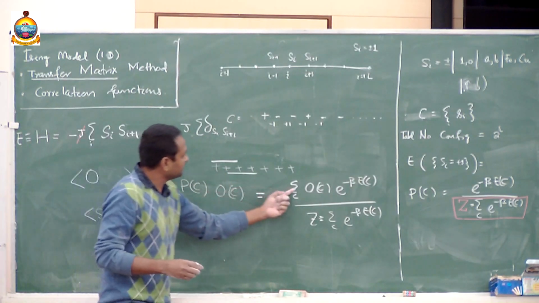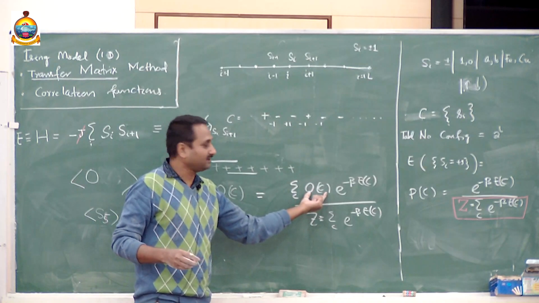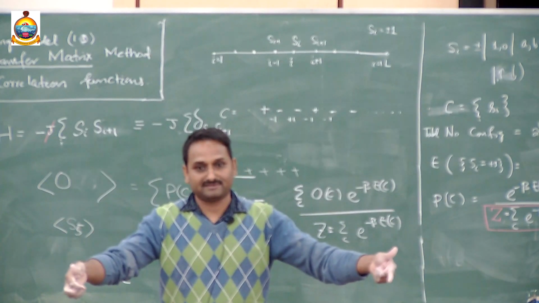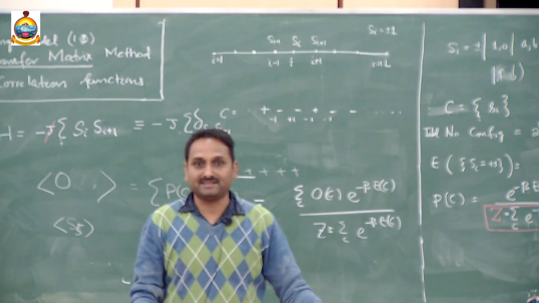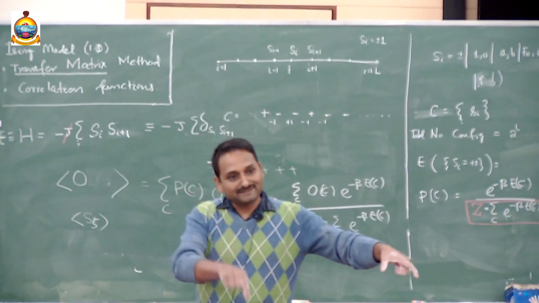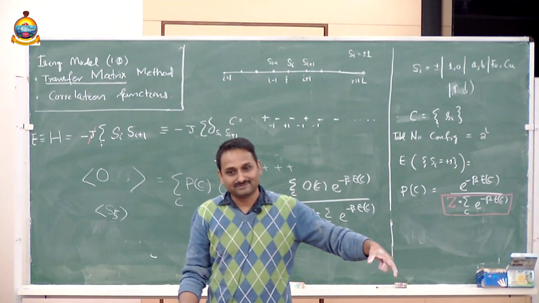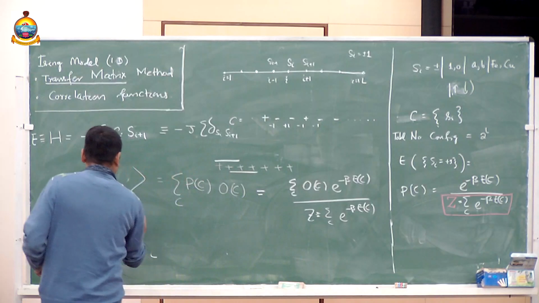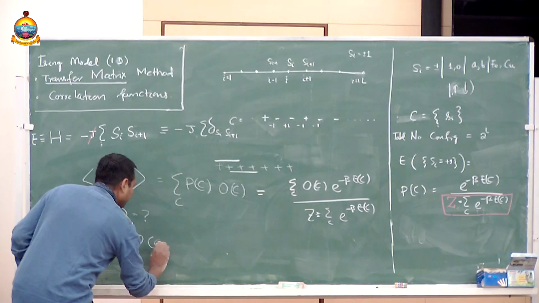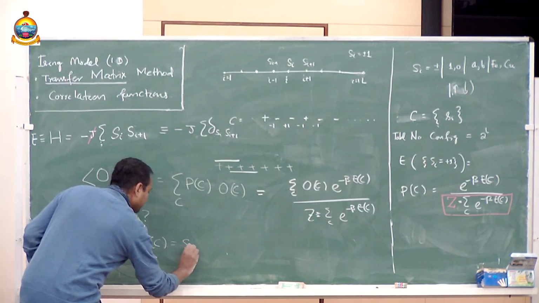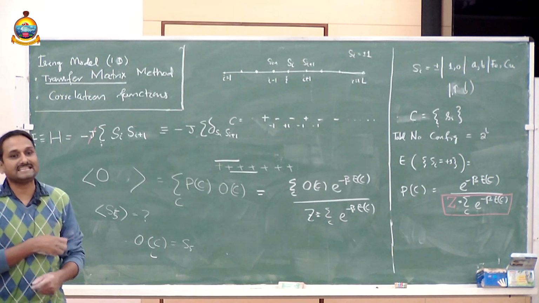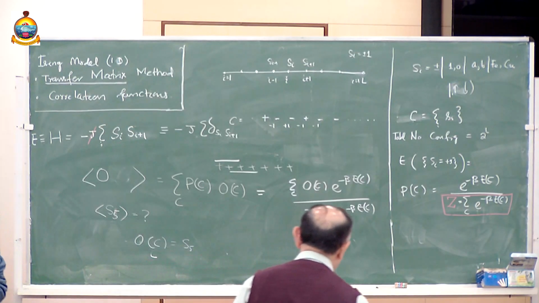The step is that you just write this observable O of C. It doesn't matter how big the configuration is, it's just S5. O of C is now S5, because in a configuration, whatever is written in the fifth site is your value. So your observable O of C is just S5. So let us calculate what the S5 average is.